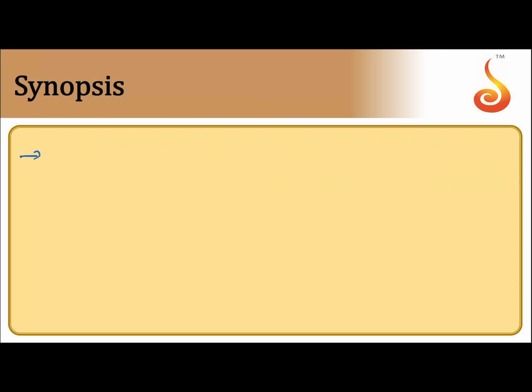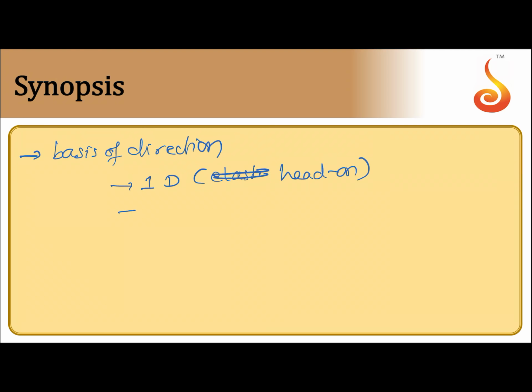One is based on the direction of collision. So, on the basis of direction, we have different types of collisions. What are those? Let us look at them. We have what is known as one-dimensional collision, also known as head-on collision. And two-dimensional collision, known as oblique collision.